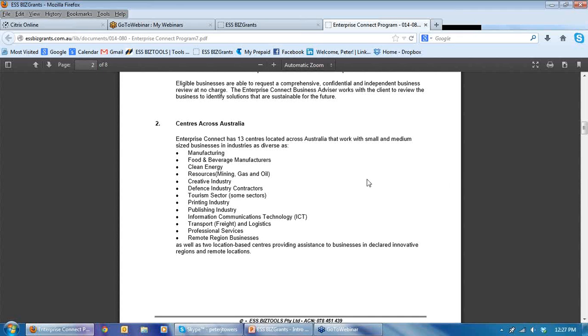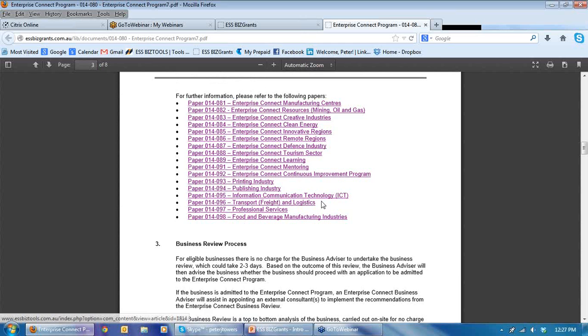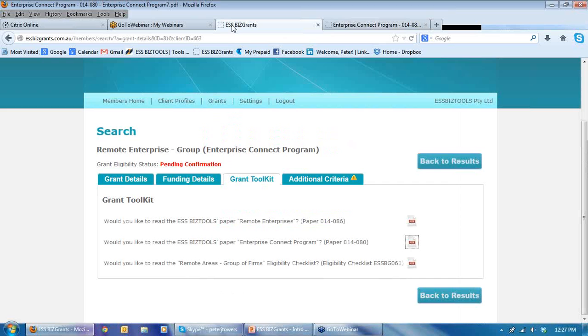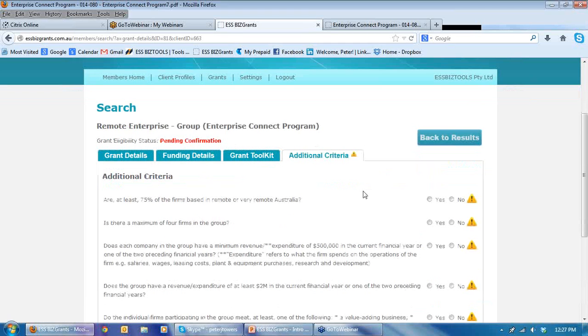The minimum turnover varies, as does the minimum turnover for the group itself, but they all do operate in this way. And within our system, you can connect to various papers to read about these other grants that are available. We then need to go to answer some additional questions.